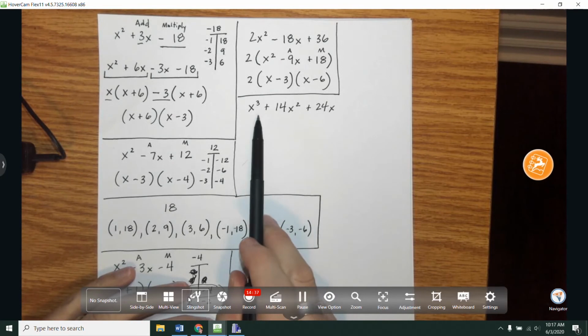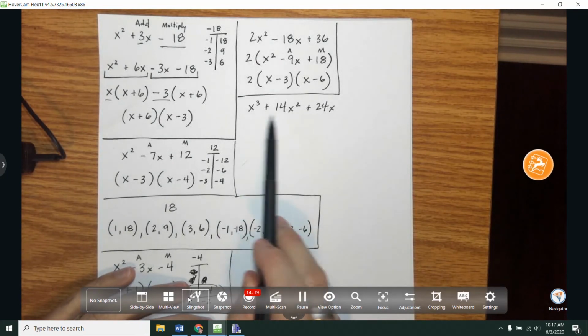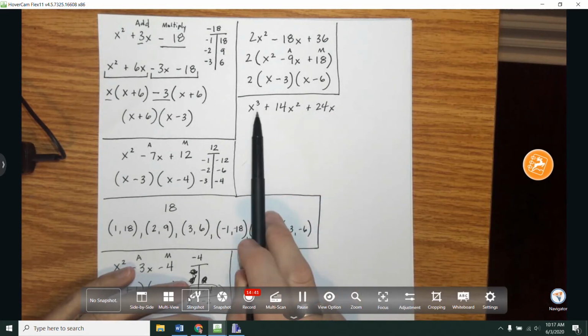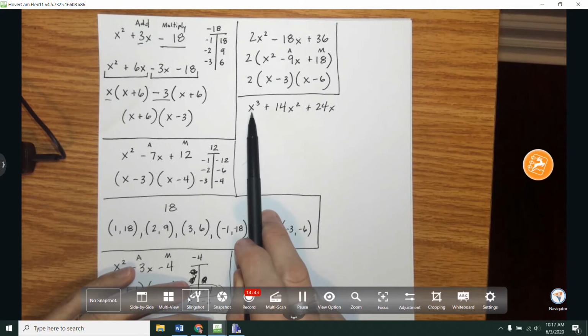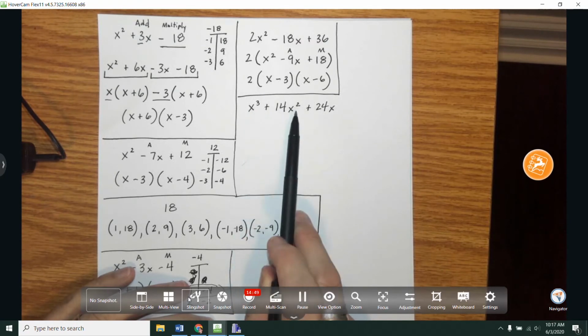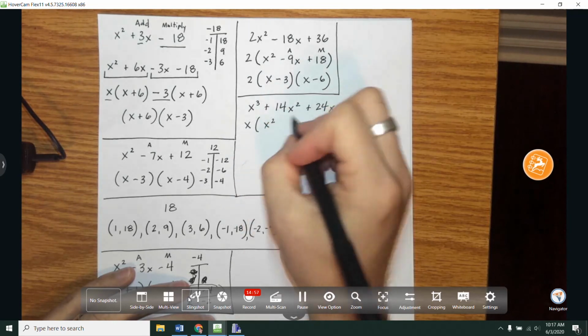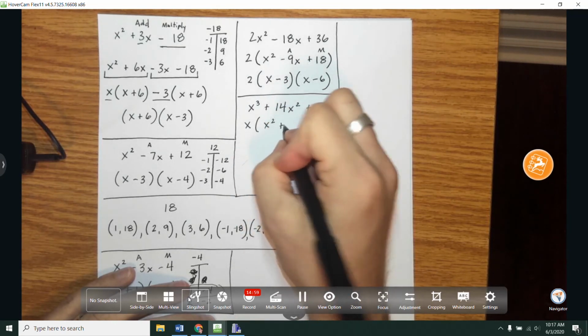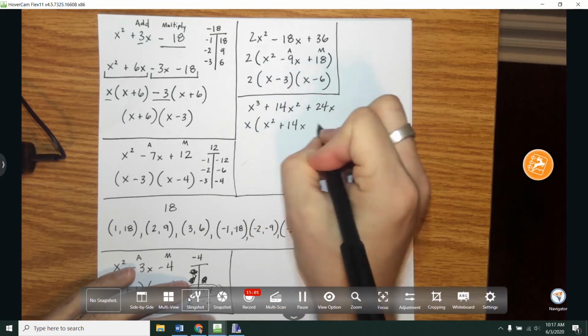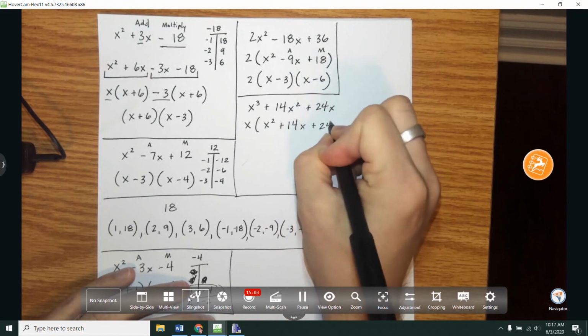Here's another one that has a greatest common factor. That's one question you want to ask yourself when you're doing these: does my problem have a greatest common factor that I can take out right at the beginning? And all these things have an x in it. So let's take that out, so that gives us x on the outside. We got x² plus 14x plus 24.